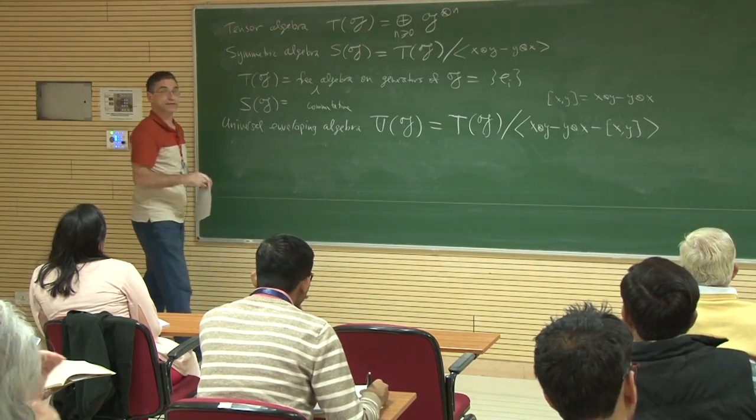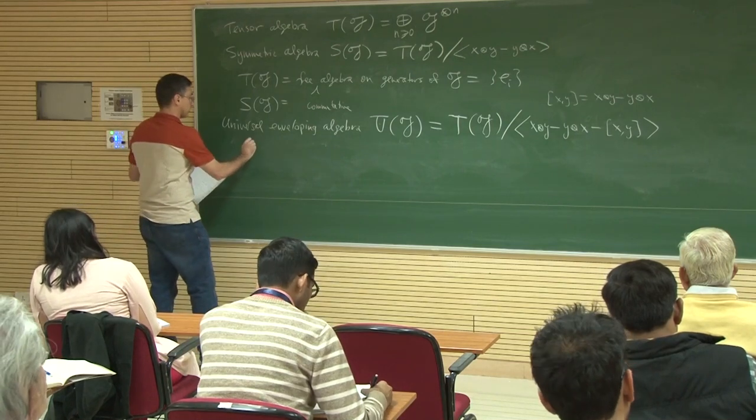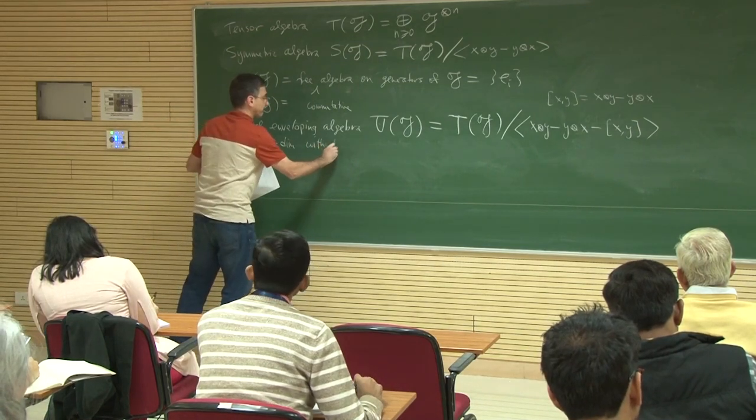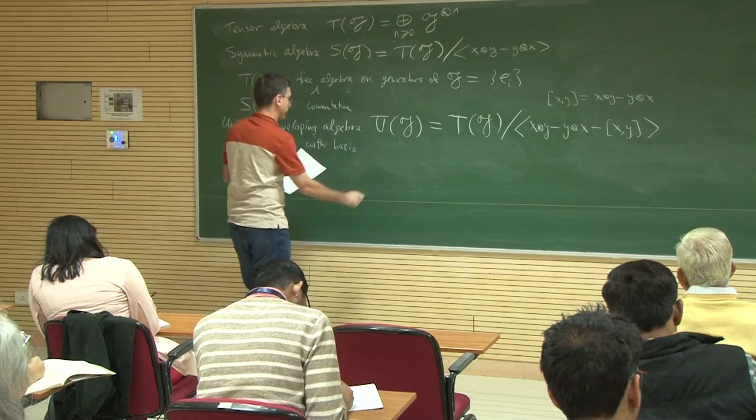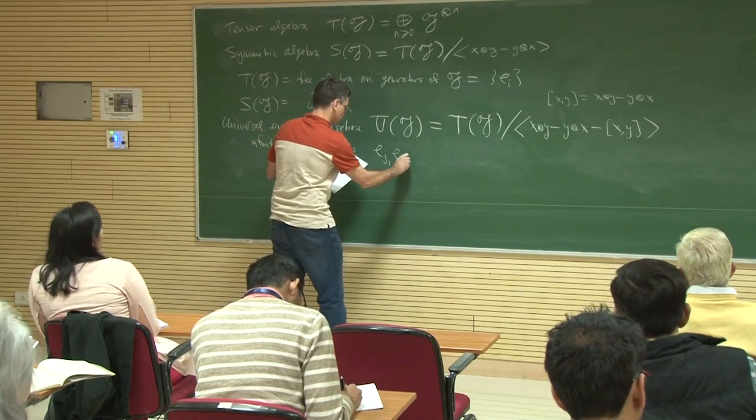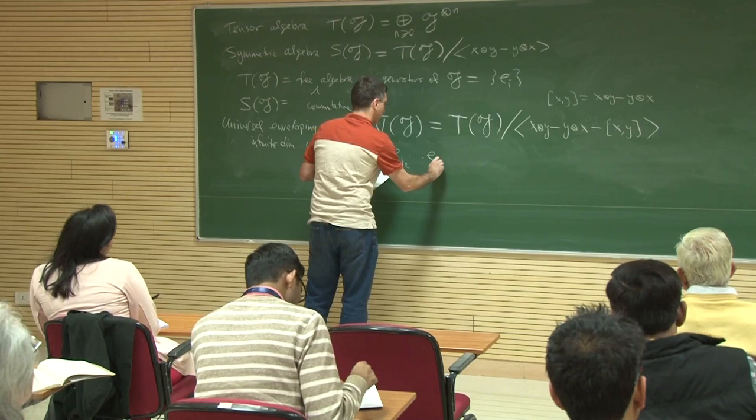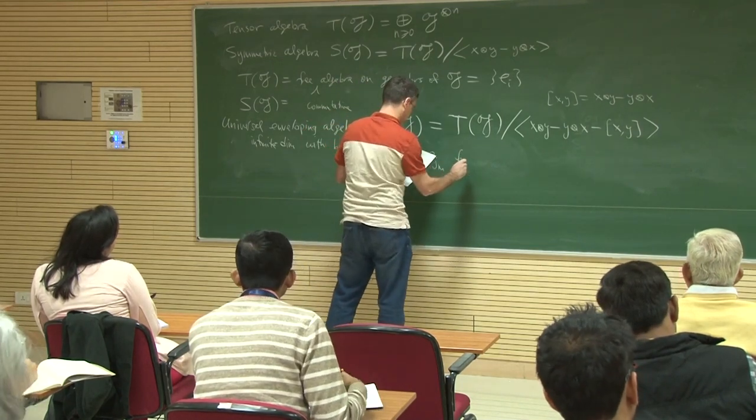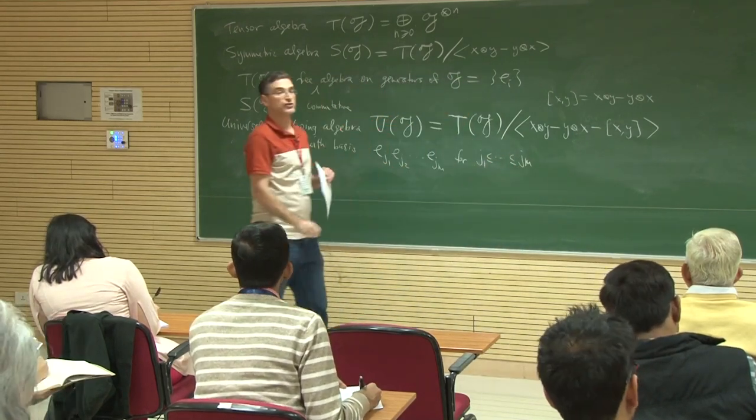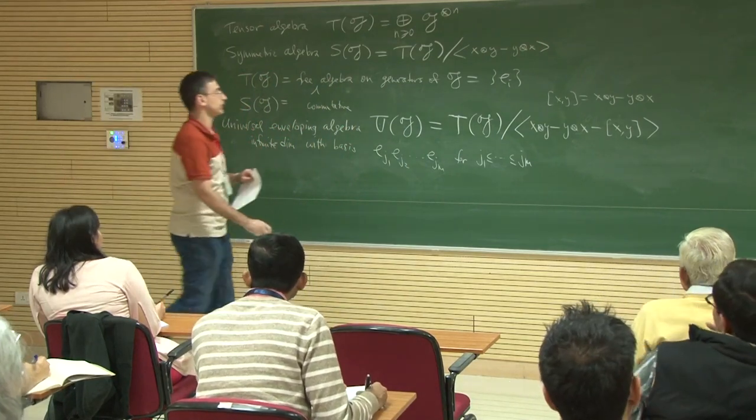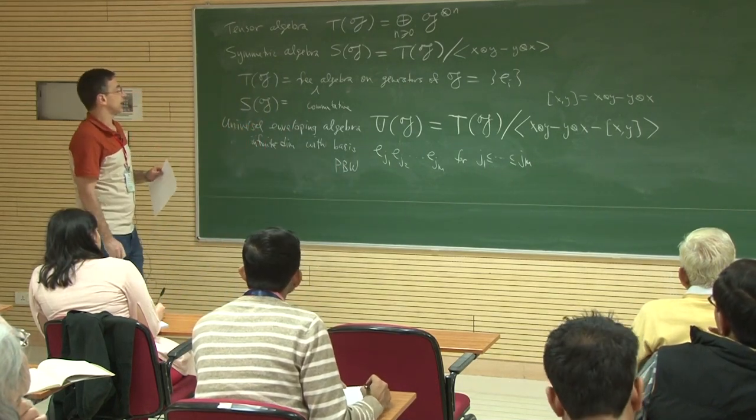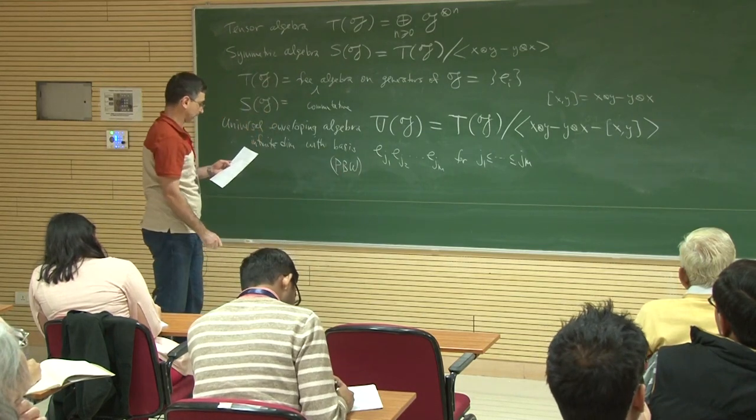Now this guy is infinite dimensional. So this is an infinite dimensional algebra with a basis that looks like this. So it's all expressions of the form e_j1, e_j2, up to e_jm for j1 up to jm. Okay? This is called the Poincaré-Birkhoff-Witt basis, the PBW basis. So it looks like that, okay?